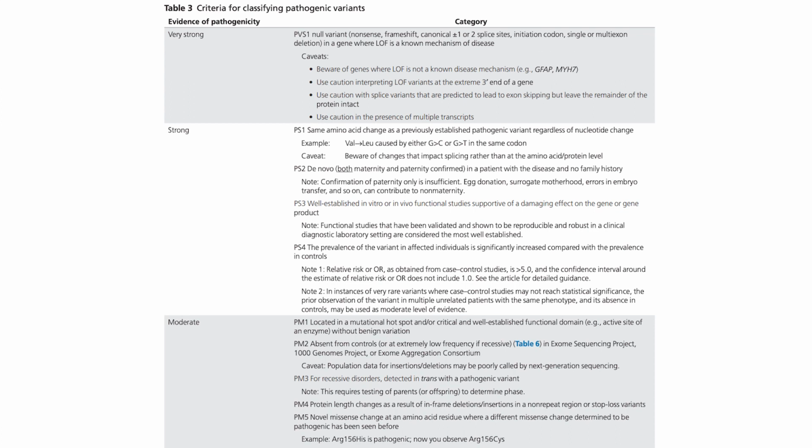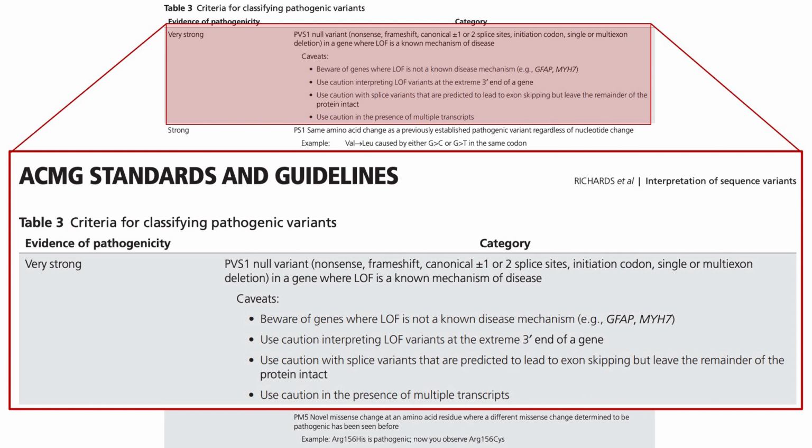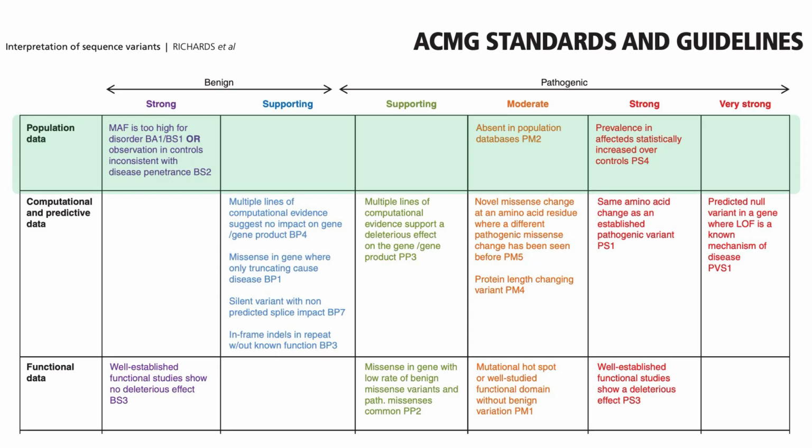If the evidence is very strong, strong or moderate. If I zoom in on the very strong evidence, it usually starts with loss of function: truncating mutations and frame shifts are usually considered very strong evidence. And then they develop this in a similar way, where, for example, you have the benign section and the pathogenic section, and how the evidence will support this side or that side according to many criteria.